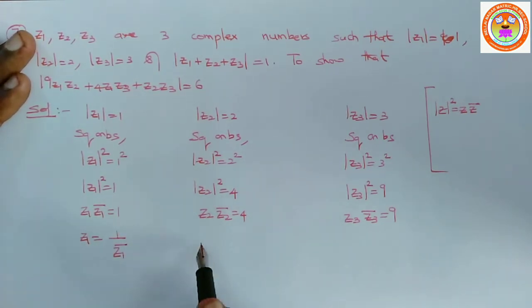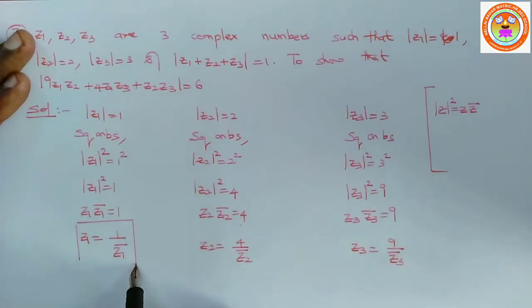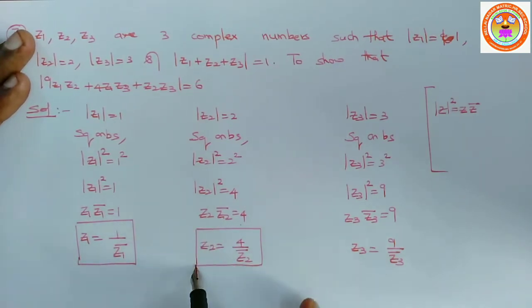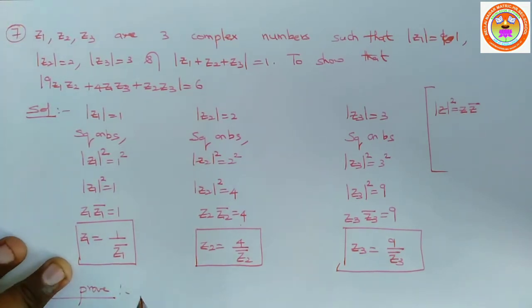Next, Z2 I can write as 4 by Z2 bar. Z3 is nothing but 9 by Z3 bar. So this one is very useful to solve this sum, to apply our derivation to prove. Next, what I need to prove? Modulus of 9 Z1 Z2 plus 4 Z1 Z3 plus Z2 Z3 is equal to 6.